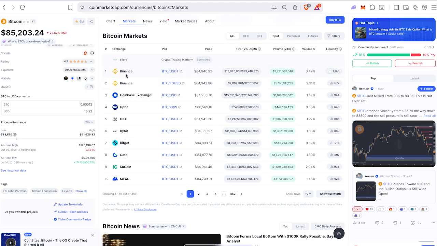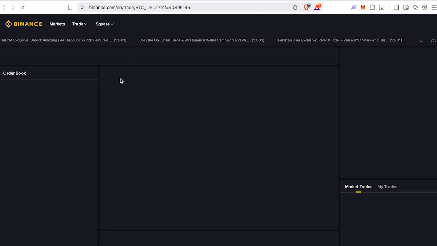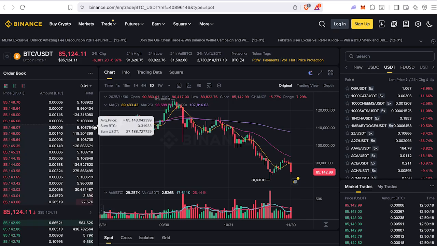So the number one exchange with the most volume right now is Binance. The second is Coinbase Exchange. And going down the list, you can see you have Ubit, OKX, Bybit, BitGet, Gate, Qcoin, Mexi. So depending on the country you're at or whatever app you like to use, you can just go into right here, and then it will take you directly to that company's website where you could go ahead and start trading.